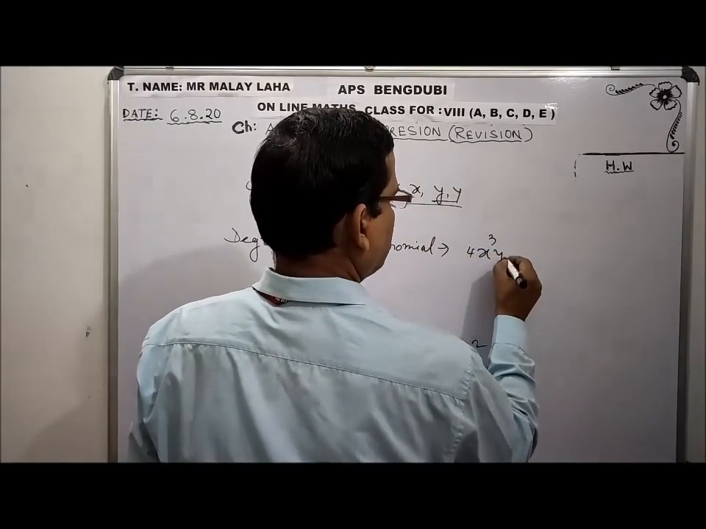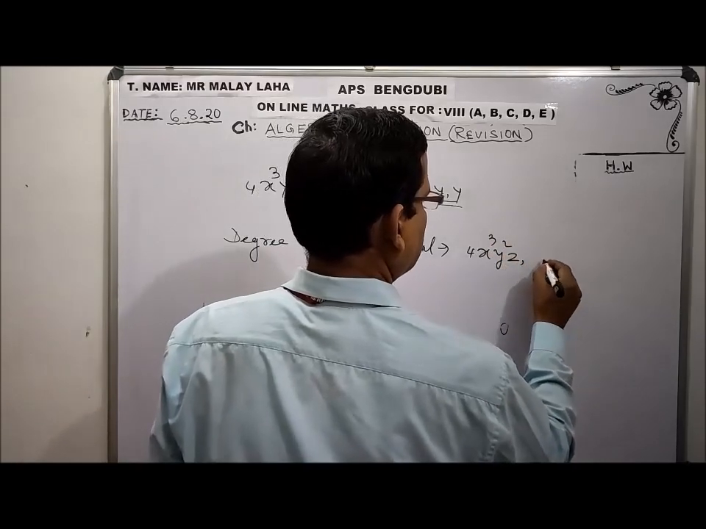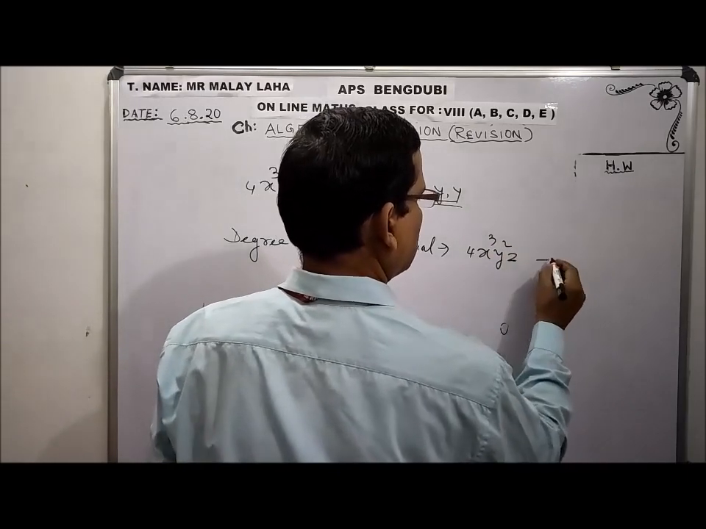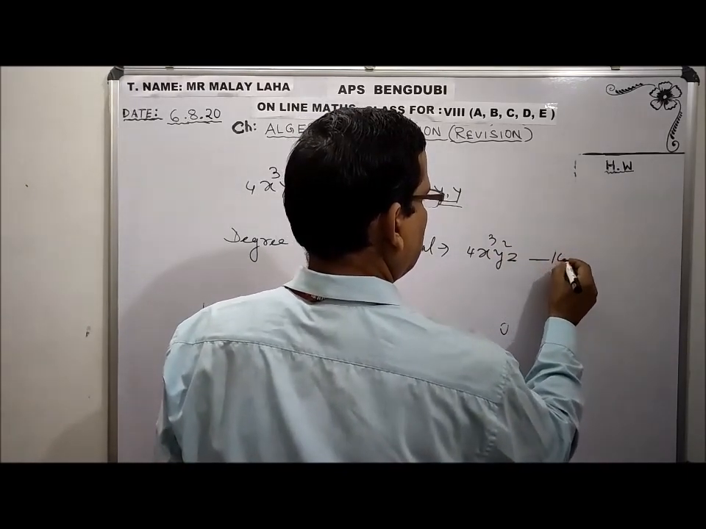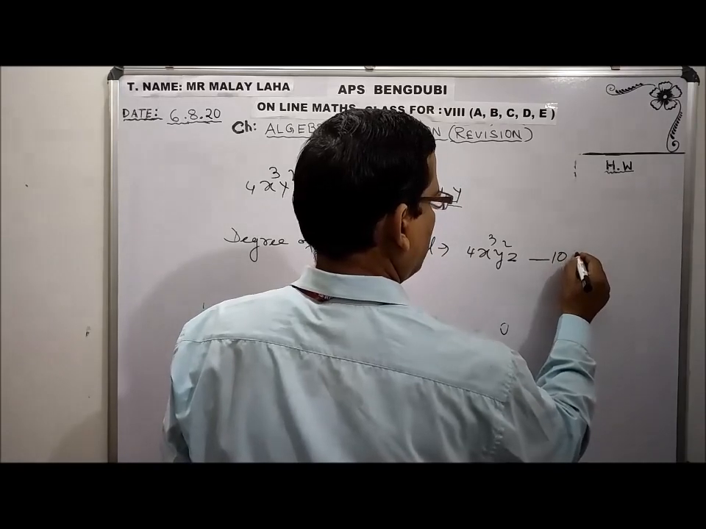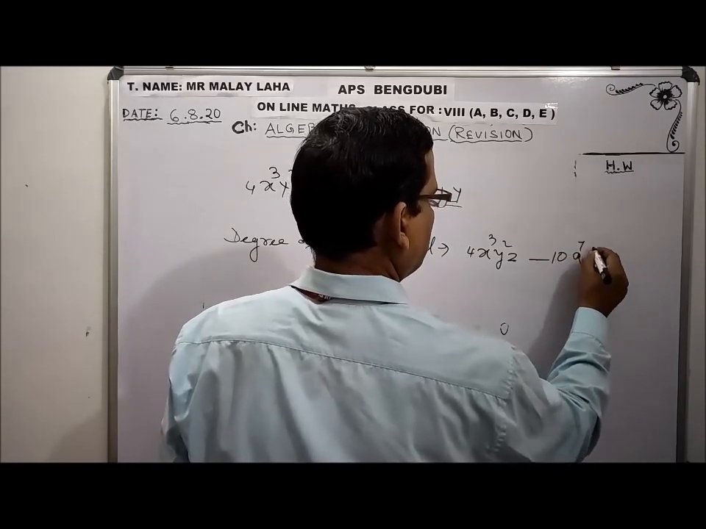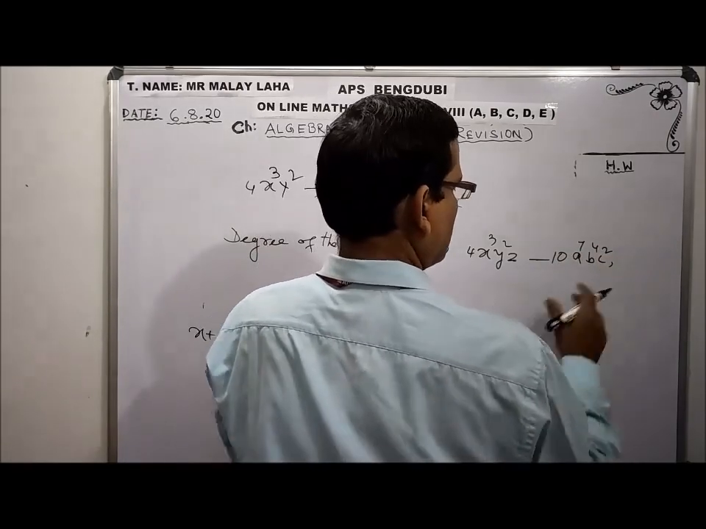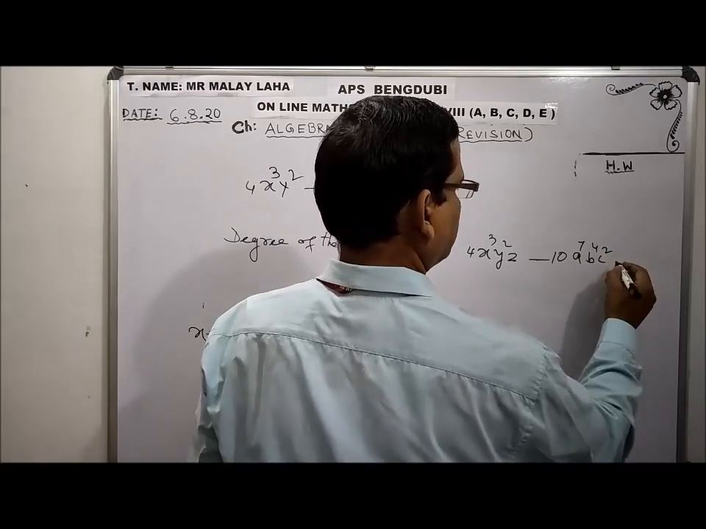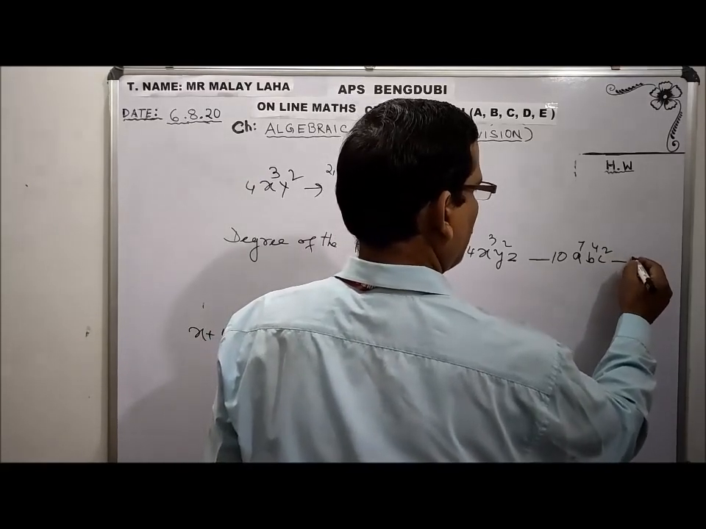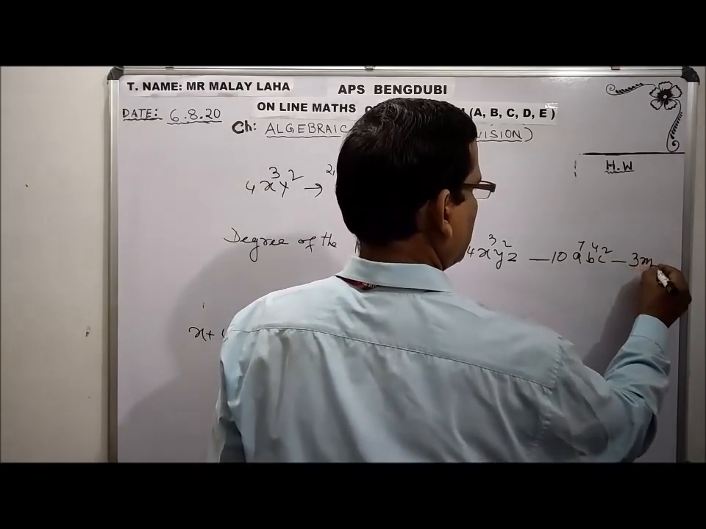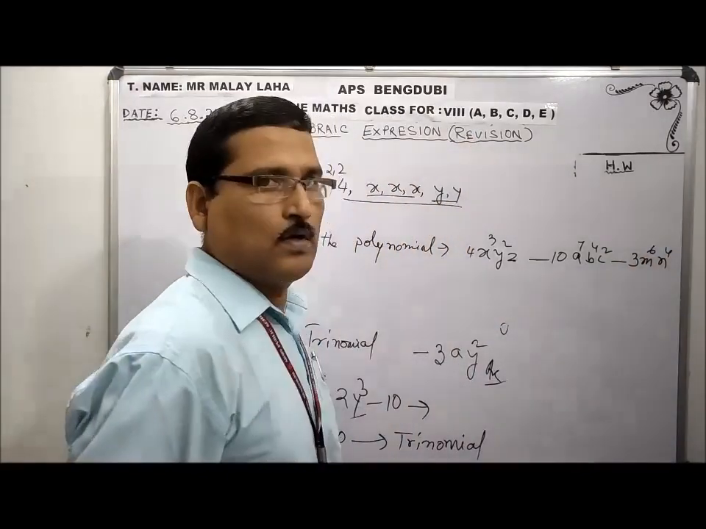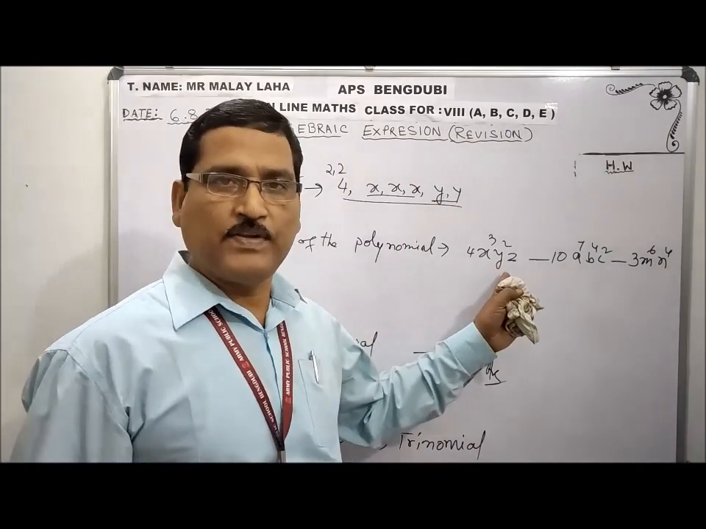4x cube y square z minus 10a 7b 4 c square minus 3m6 n4. This is an algebraic expression.